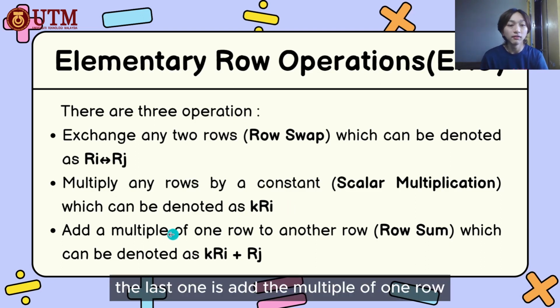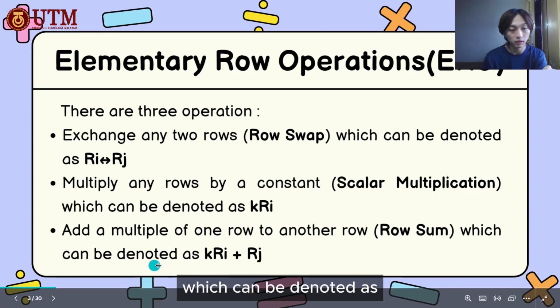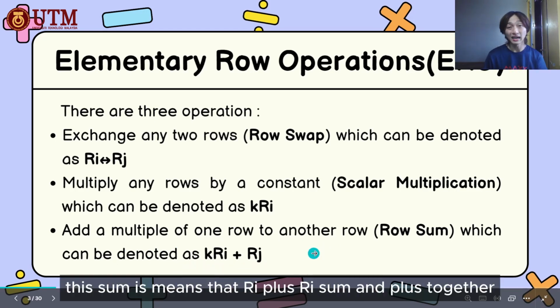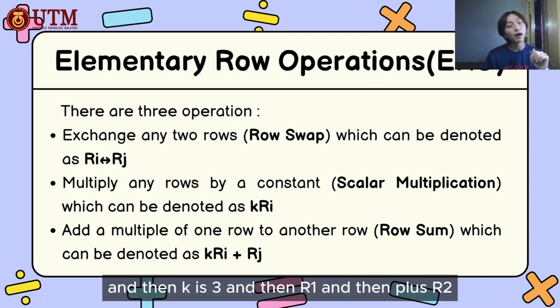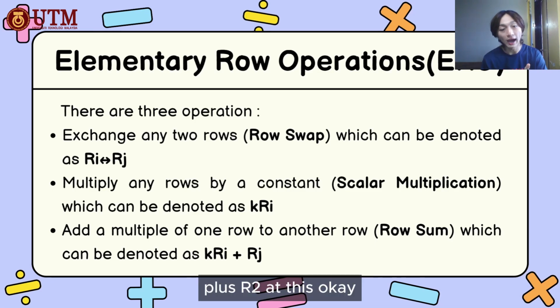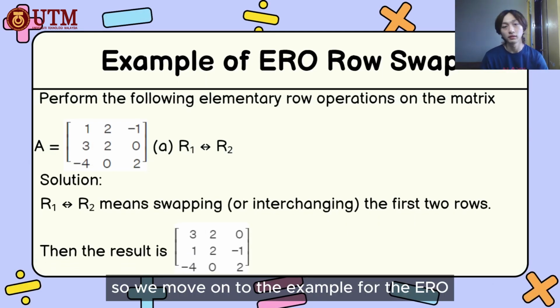Okay. The last one is add a multiple of one row to another row, which can be denoted as kRi plus Rj. This is a row sum. This sum means that Ri plus Rj are added together. For example, k is 3 and then R1 plus R2. This means 3 times Ri plus Rj like this. So we move on to the examples for the ERO.